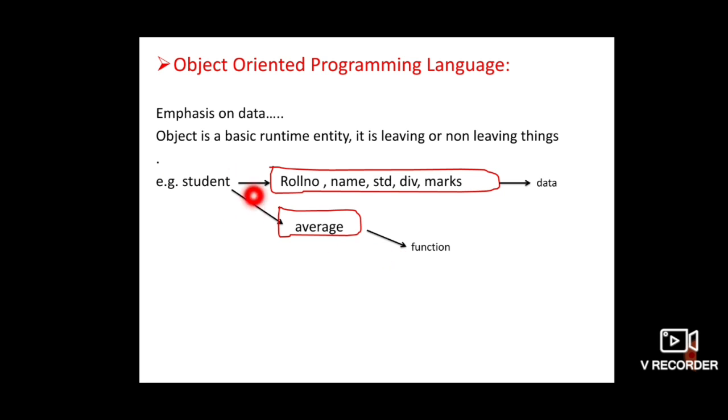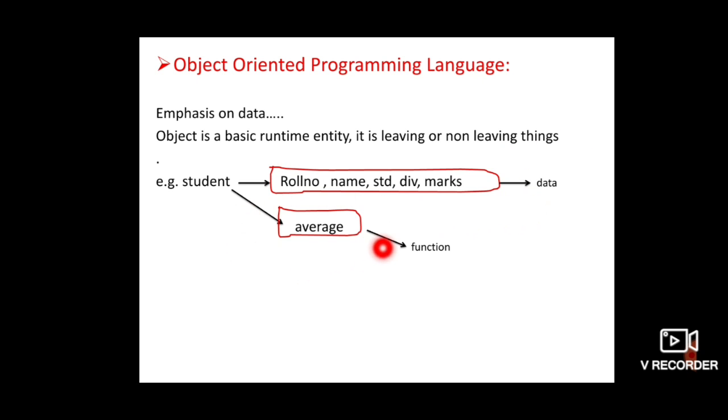See, student is an object. An object may be a living or non-living thing. What is the attribute of this object? What is the parameter of this object? Suppose roll number, name, standard, division, marks. These are the parameters of this student. Suppose we take employee. What are the parameters of employee? Employee number, department, employee name, address, basic salary. These are the parameters of employee. Like this, for student these parameters are also called data.